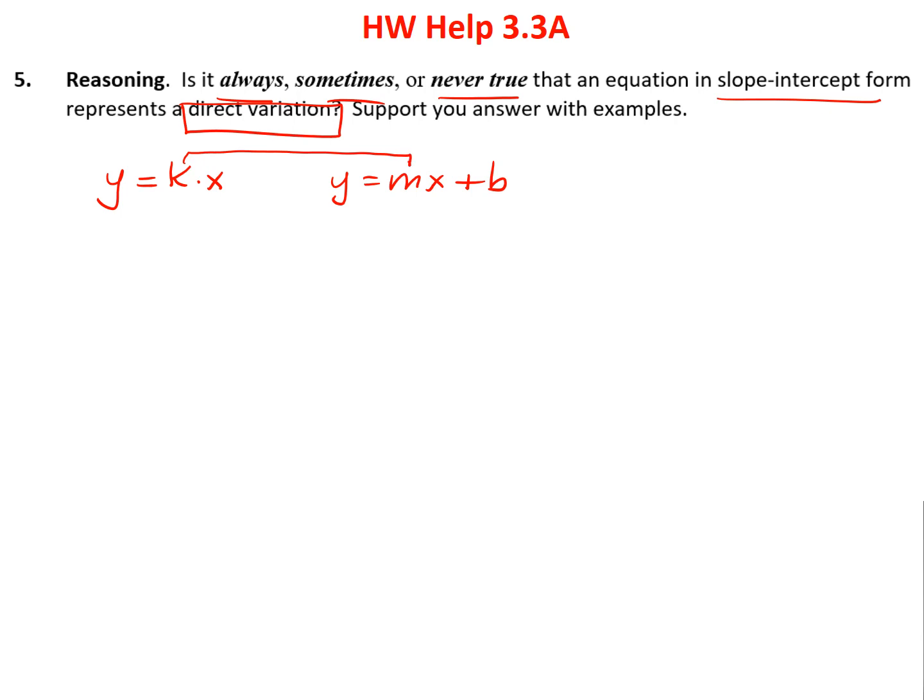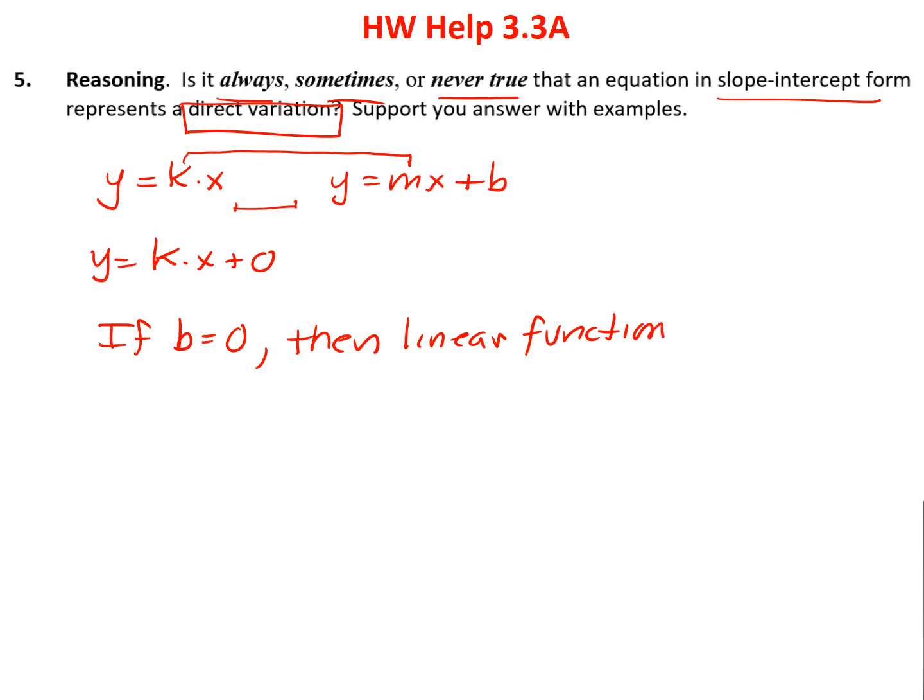But the one thing that's missing here is there's no y-intercept. Or, in other words, this is the direct variation: y equals kx plus 0. So, in other words, if your y-intercept b is 0, then your linear equation, your linear function here, is a direct variation. Okay? So, for example, y equals 3x is a direct variation.